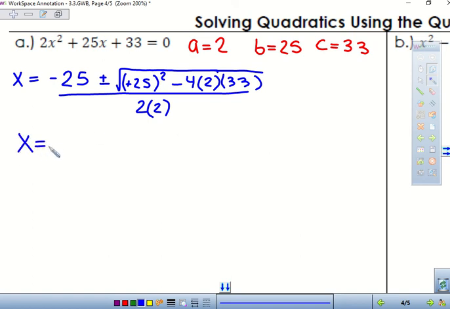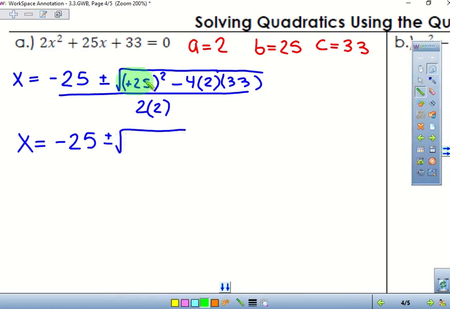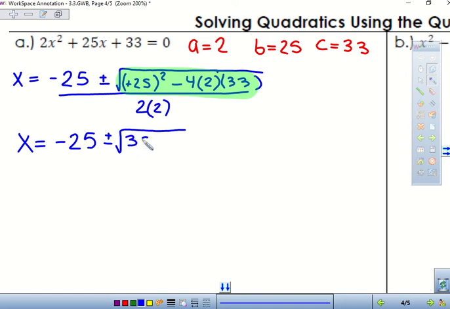Now, to avoid mistakes, I highly recommend that you use the calculator here. What you should do is put an empty square root symbol, and then type all of this into the calculator, and it will do that math for you. So I'm going to type in 25 to the second power minus 4 times 2 times 33, and that's going to give me 361.